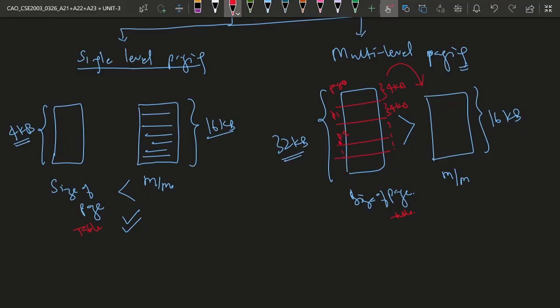For this there will be a separate page table, which is called the outer page table. At that time, this will be called the inner page table. We will see that later in more detail, but the basic idea is this: in single level paging, the size of the page table is smaller than the main memory size. But if the size of the page table is larger than the main memory size, then we will require multi-level paging.